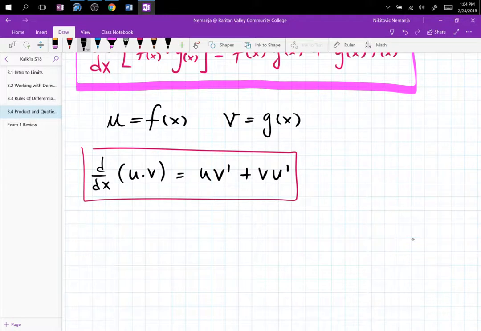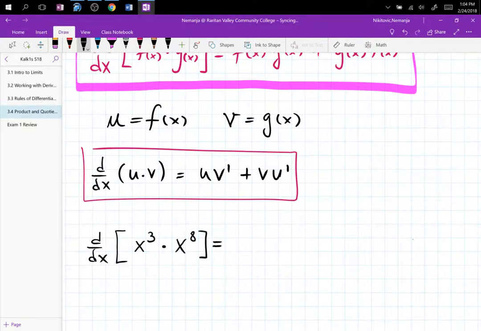So say you are taking the derivative of x cubed times x to the 8th. Well, clearly you can take this derivative by cheating with algebra, having this as x to the 11, and be done right away. So we have the derivative of x to the 11, which is 11x to the 10.